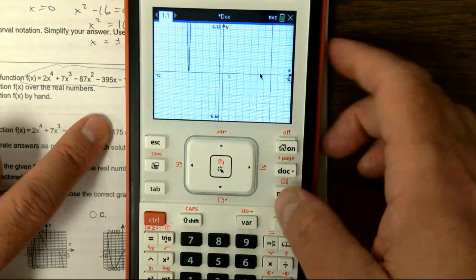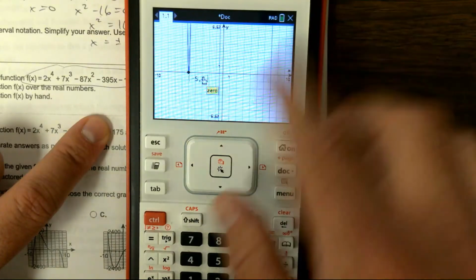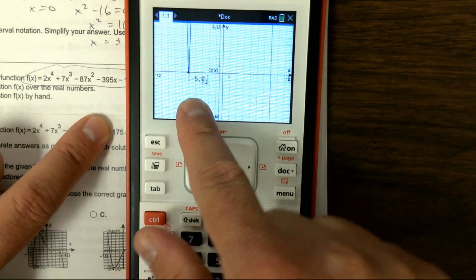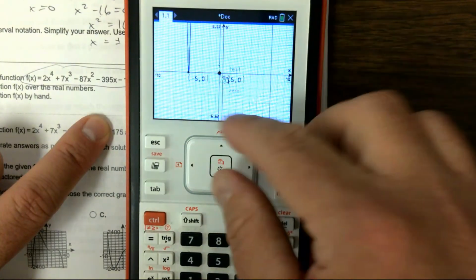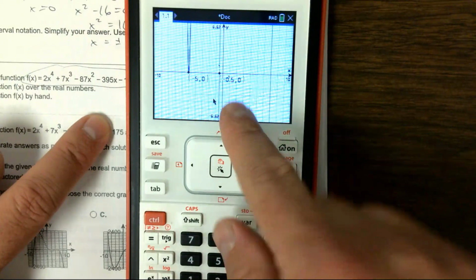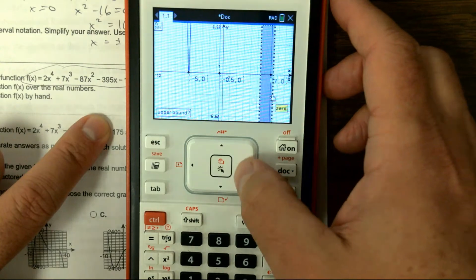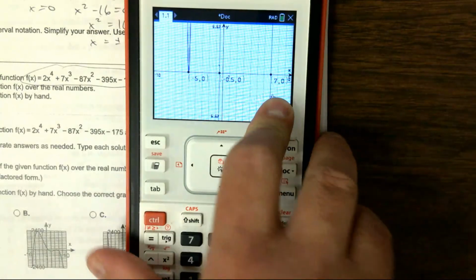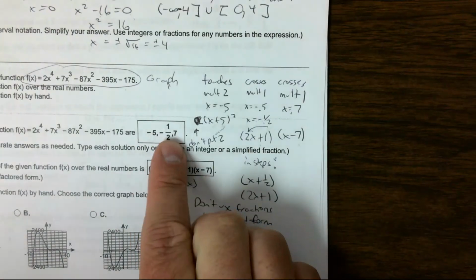So then you do menu 6, 1. This one touches at -5. This one crosses at negative a half. It's negative 0.5. And this one crosses at 7. So first we just write down negative 5, negative a half, and 7.